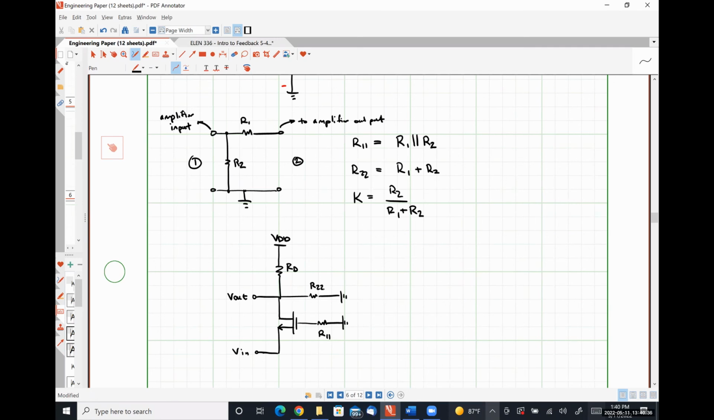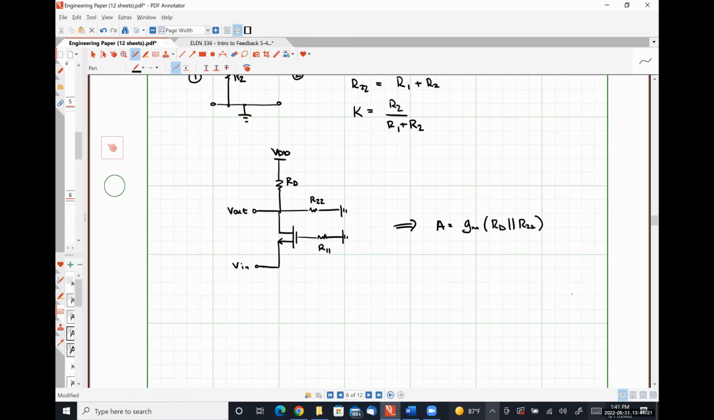What kind of amplifier is this? Pardon? Common gain. Okay. So what should our open loop gain be based on this configuration? And let's neglect channel length modulation for the sake of argument. So it would normally be simply GM RD. But now we have R22 in parallel. So our open loop gain A is simply GM RD in parallel with R22.